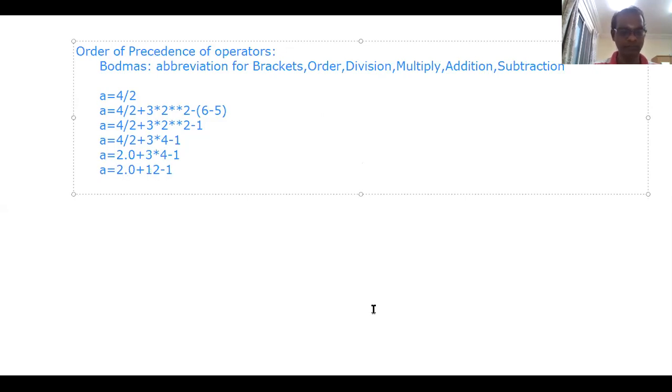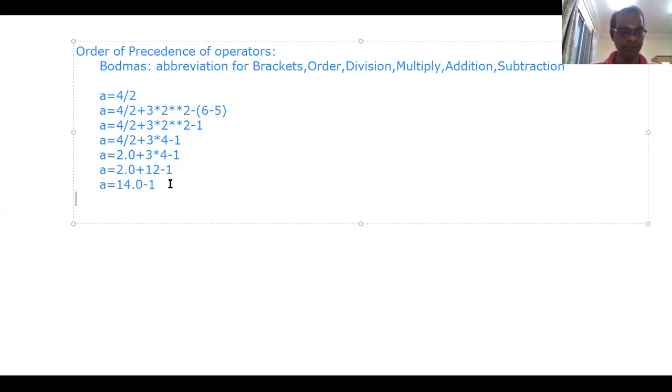A equal to. Okay, so now we are having only two operators, plus and minus, addition and subtraction. So first we should carry out addition and then we should carry out subtraction. So 2 plus 12 gives 14.0 minus 1. At last we are having only the subtraction symbol.